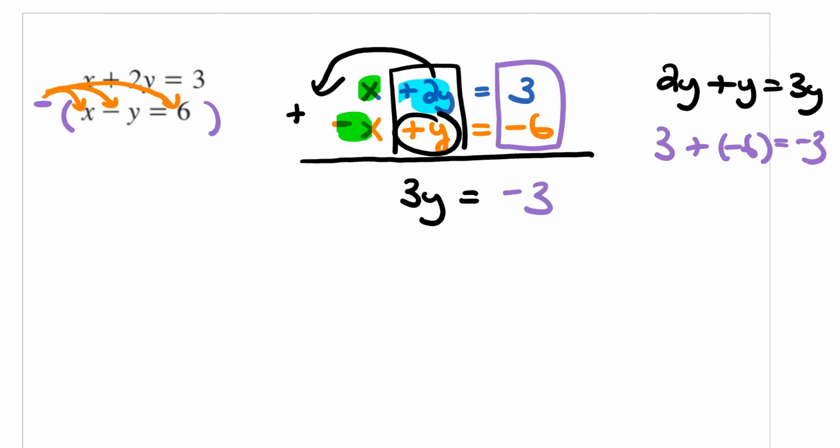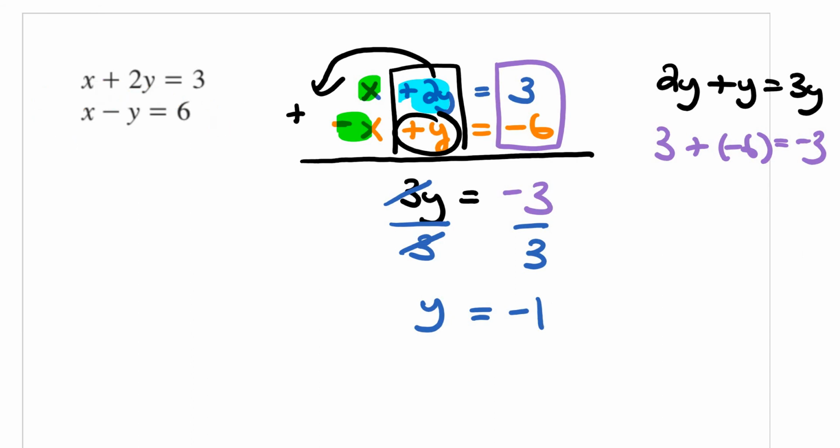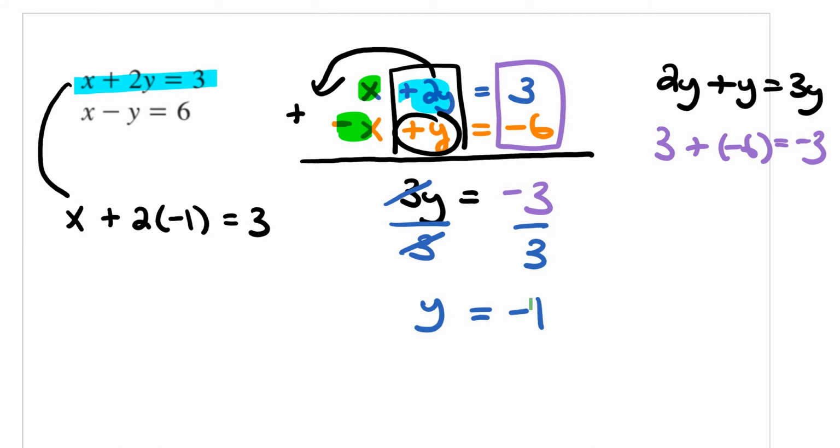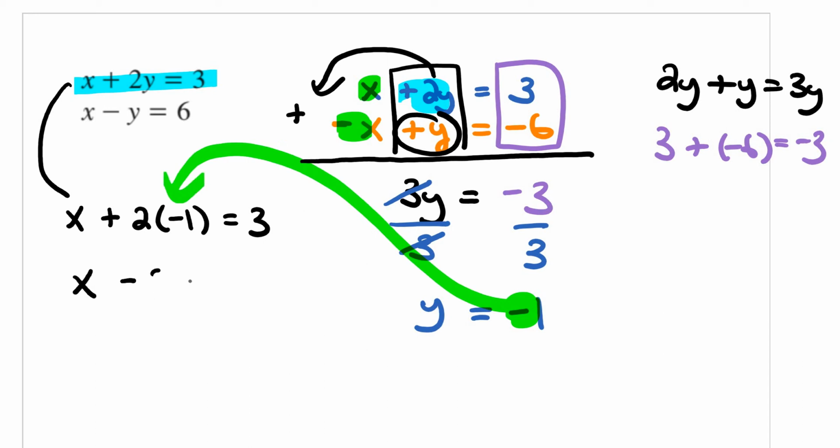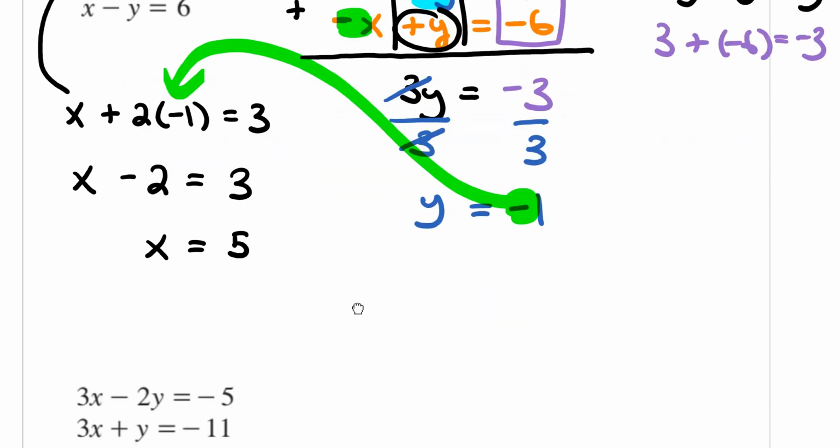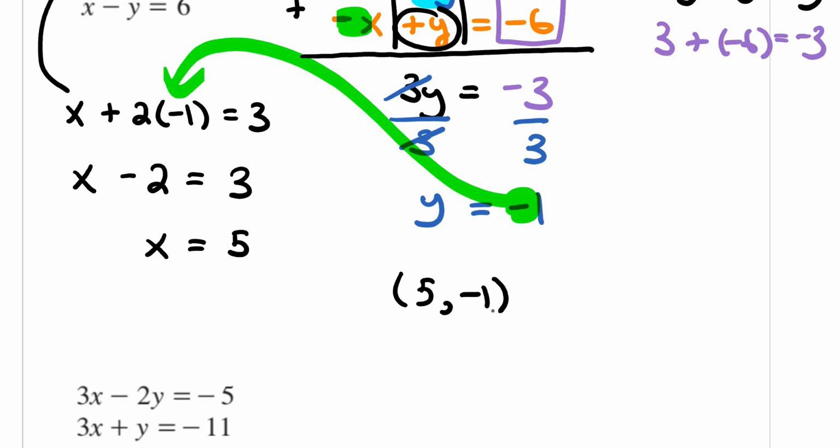Okay, and then from there, I can divide both sides by 3. You notice that those 3's will cancel out, and negative 3 divided by 3 is going to be negative 1. So my y variable has a value of negative 1. Let's go back to my very first equation. I have x plus 2y equals 3. So I have x plus 2 times negative 1 equals 3. I'm substituting this value of negative 1 back in for my y variable. If I do that, I get x minus 2 equals 3, and that means x would equal 5. So my final answer here is going to be 5 comma negative 1.